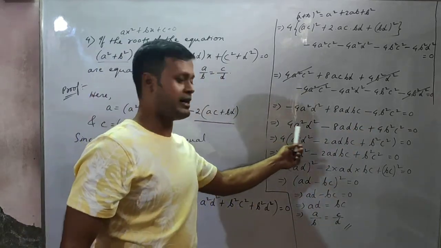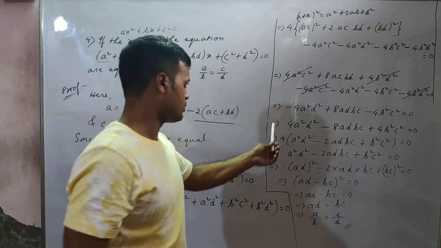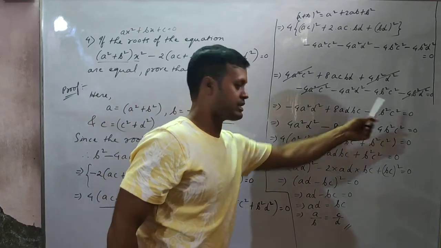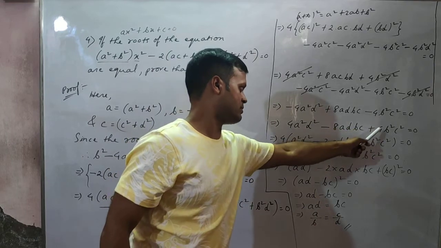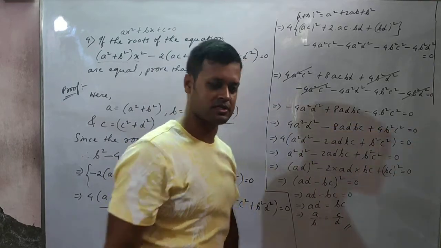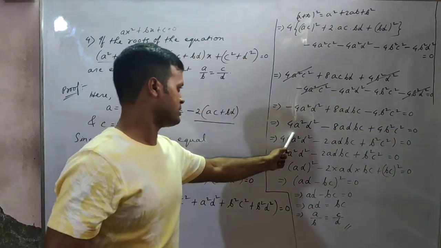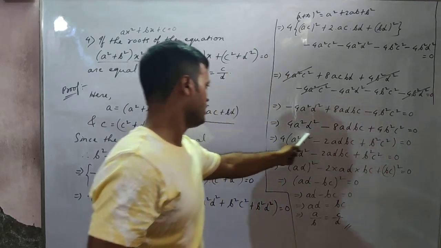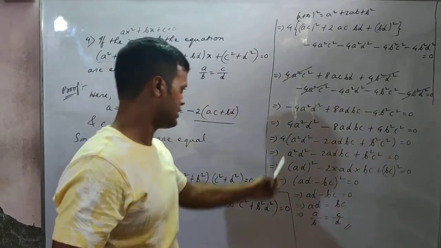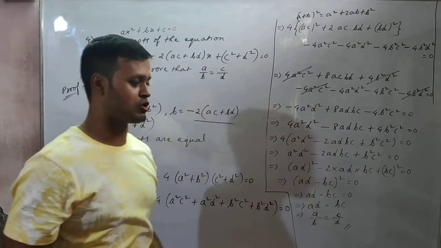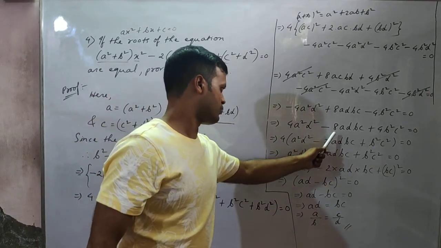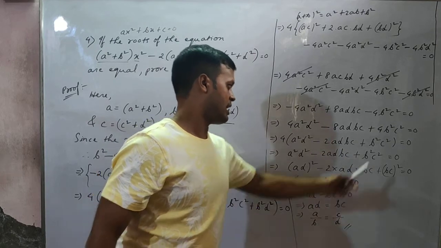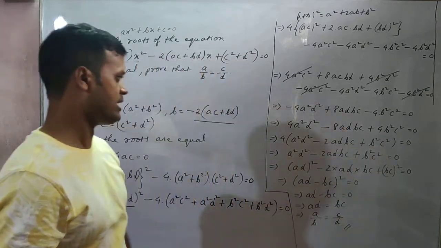Then what I did is with minus 1 I multiplied on both sides. With minus 1 if I multiply it on both sides of the equation, then this minus will become plus, this plus will become minus and this minus will become plus, and 0 into minus 1 means what? 0 only. So after that, from these 3 terms, first, second and third term I am taking 4 common. From here if I take 4 common I will get A square D square. From here if I take 4 common I will get 2 ADBC, and from here if I take 4 common I will get B square C square.